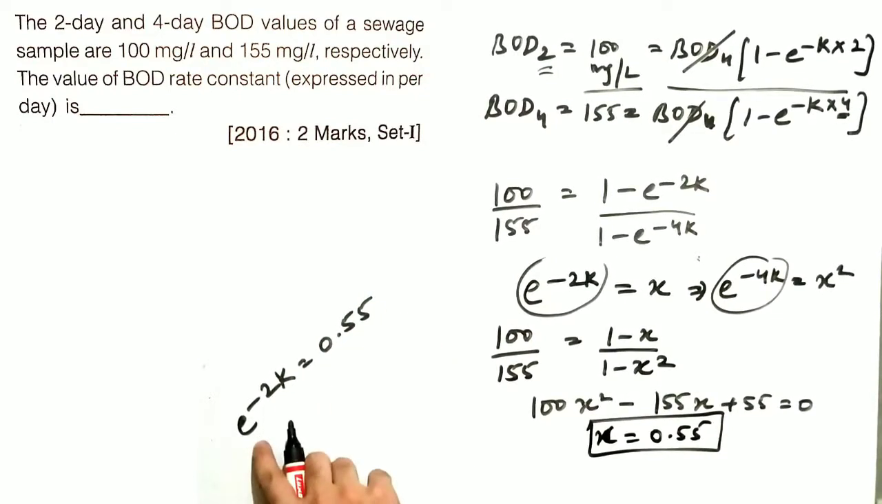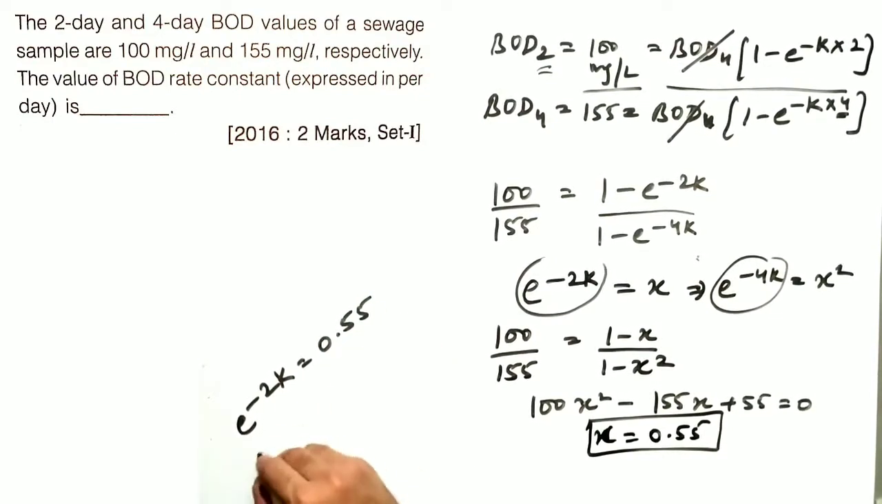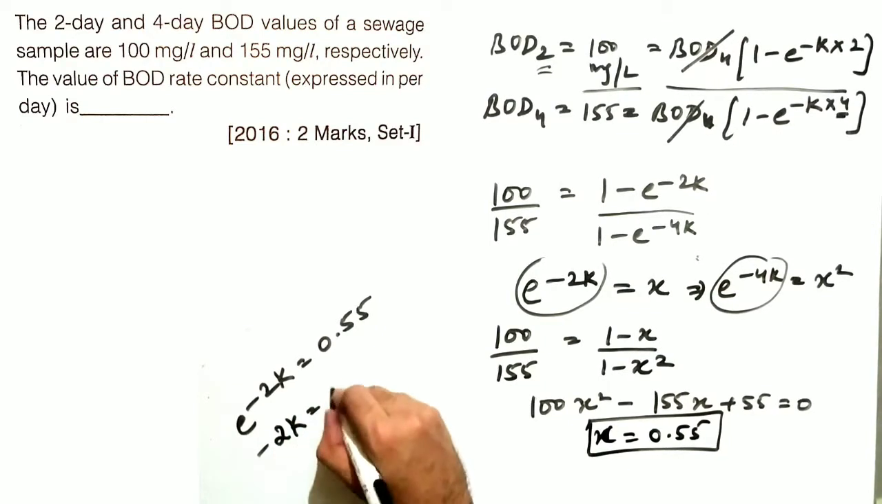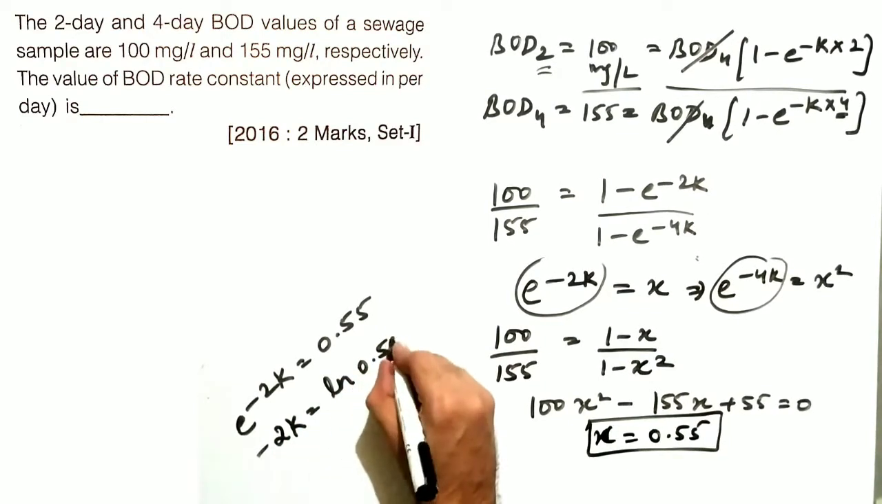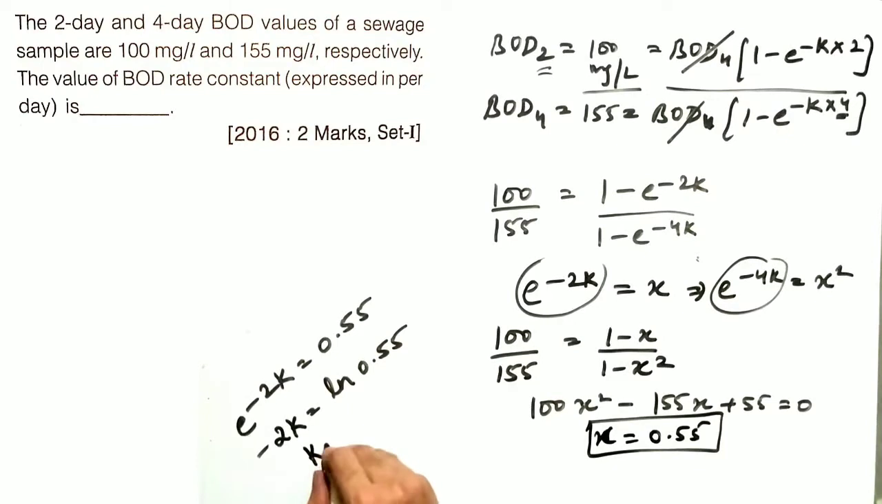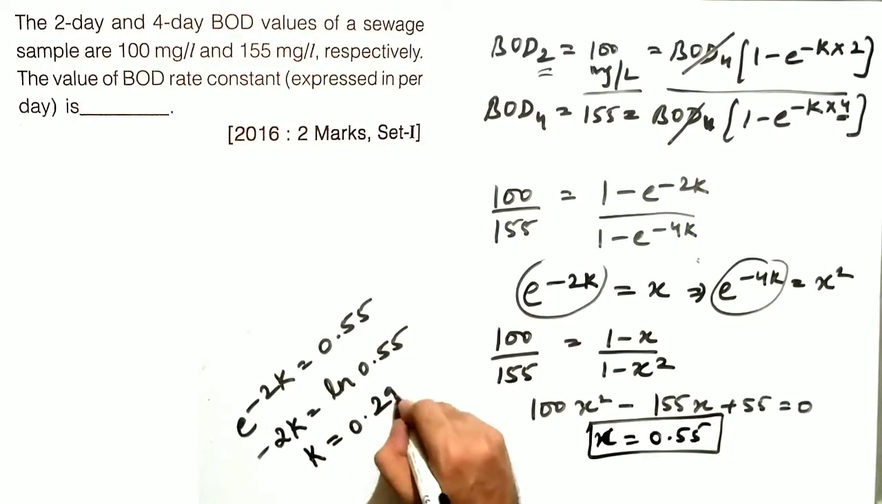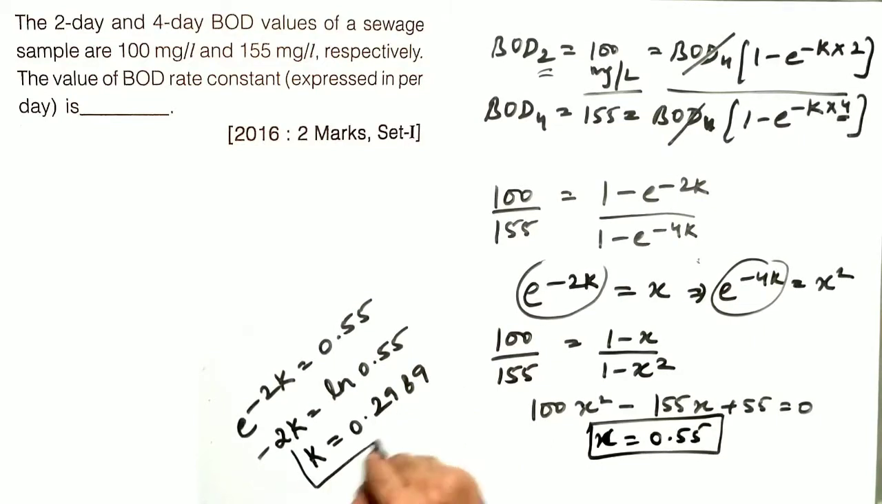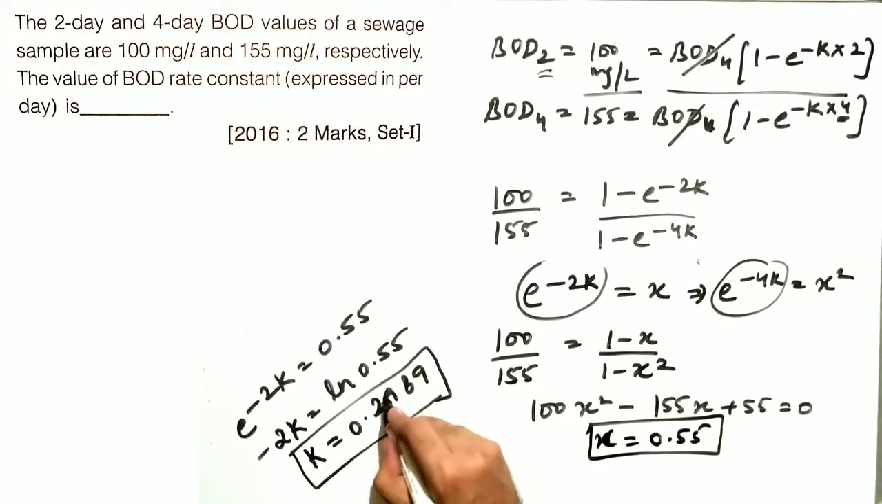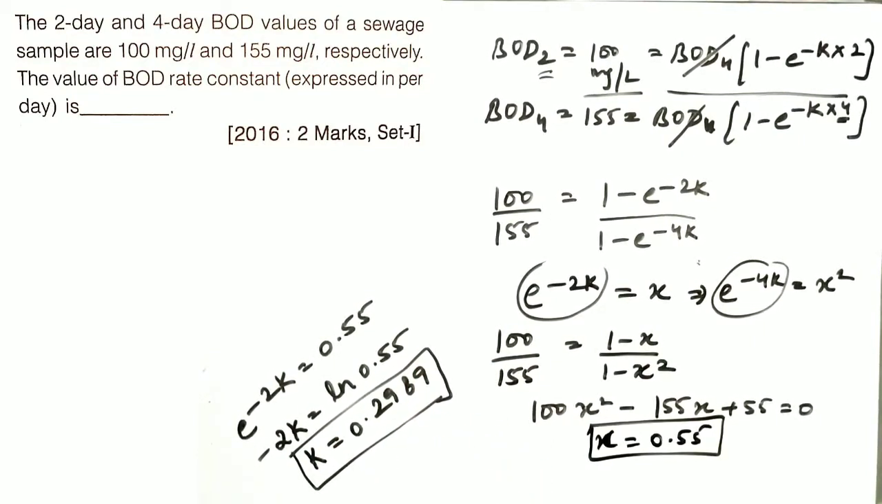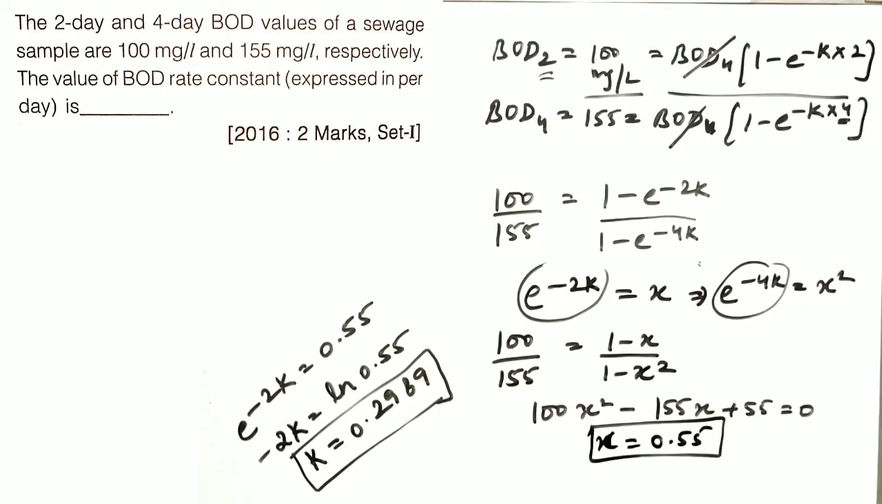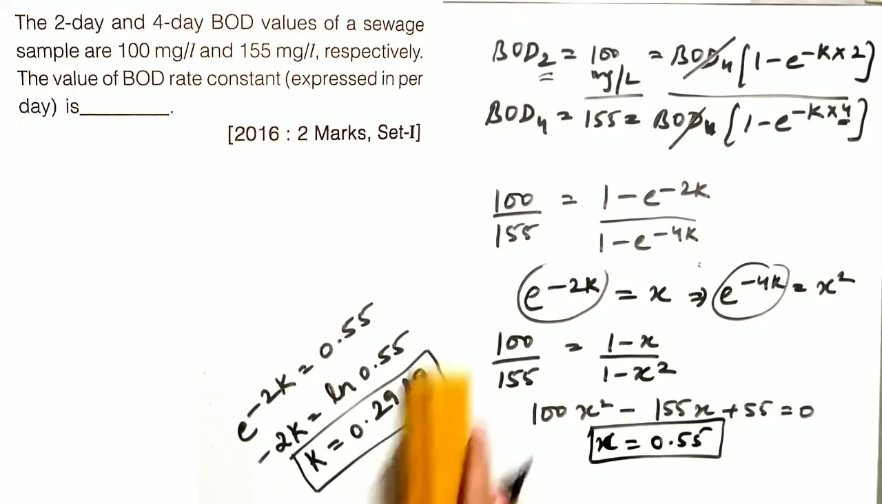Since this is e, take natural log on both sides. So it will result as minus 2k equals ln 0.55. So when you solve this, the value of k will come out as 0.2989. I hope this is clear to you. Again, this was not that difficult a question, but yeah, out of all the questions that had come in the GATE exam, this is one of the toughest ones. So I hope you are clear with this question.